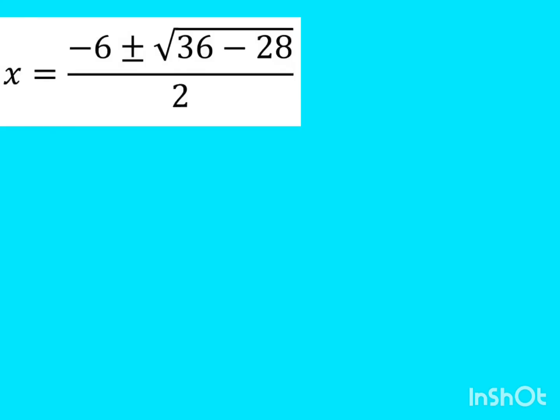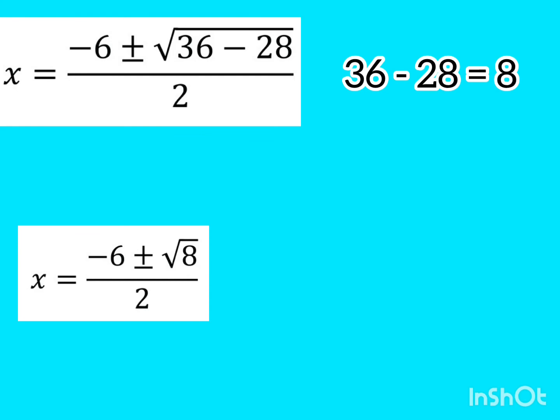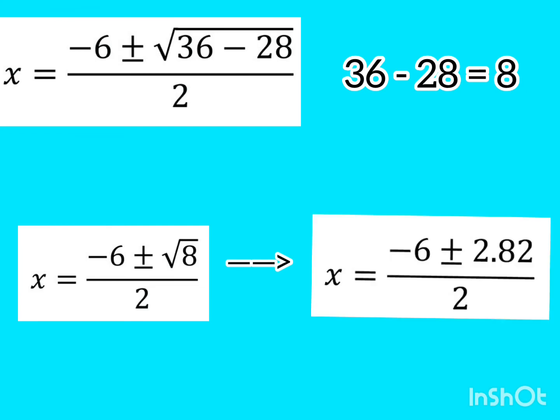So the next step is to solve the operation that is inside of the square root, that is 36 minus 28, and that is going to be 8. And then the next step is to take out the square root of 8, that is 2.82. So the equation is going to be minus 6 plus minus 2.82, divided all of that by 2.